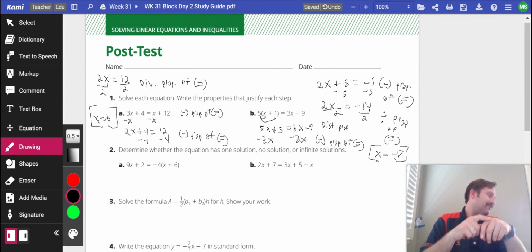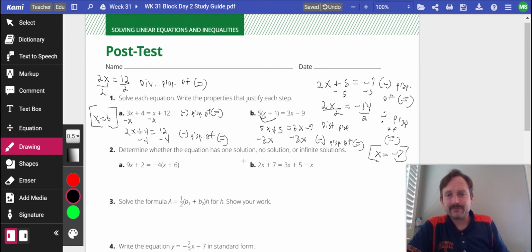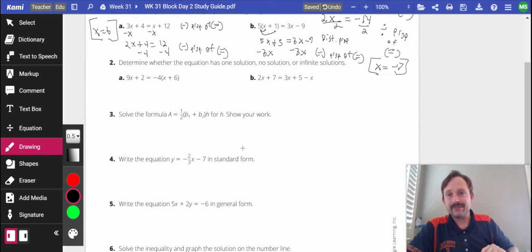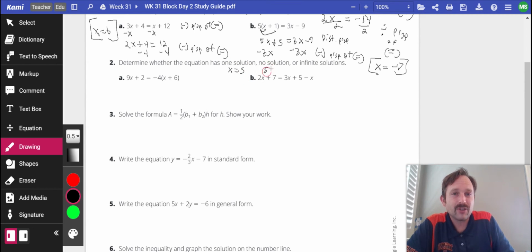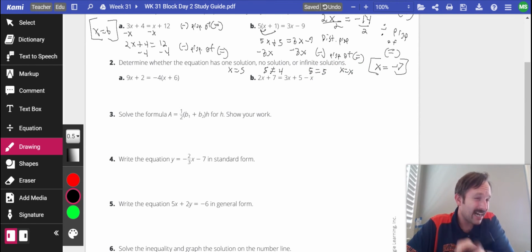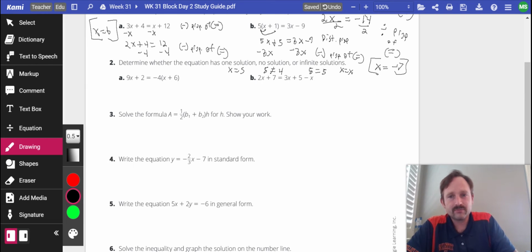All right, going on. Let's do number 2, A and B. Determine whether the equation has one solution, no solution, or infinitely many solutions. Remember, that's like x is equal to 5. That's one solution. No solution would be like if you get a weird equation like 4 equals 5. That can't happen. That'd be no solution. Or if you get 5 equals 5, or if you have x equals x, that'd be infinitely many solutions. But that's not an answer. That'd be all real numbers.